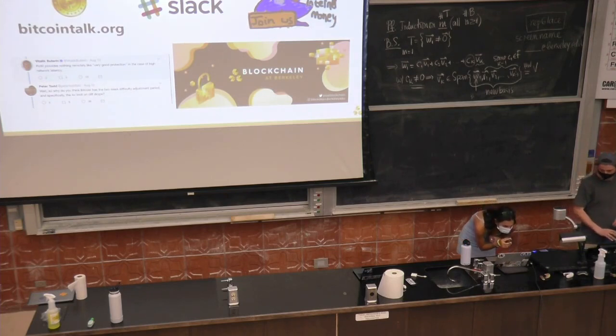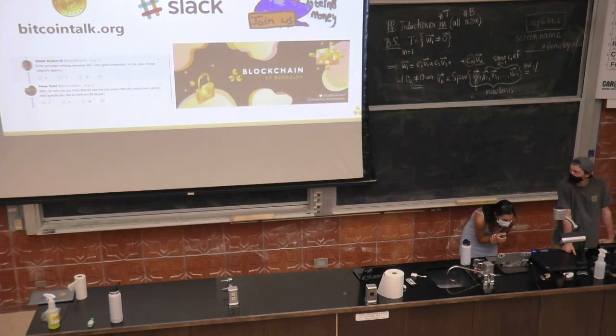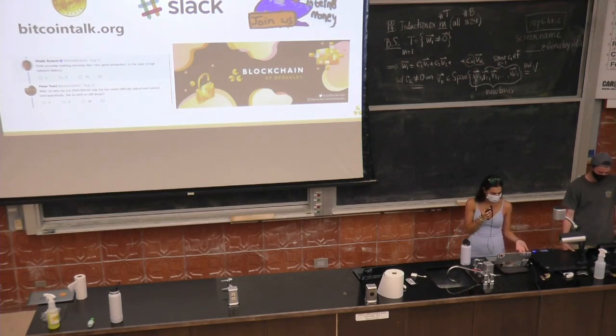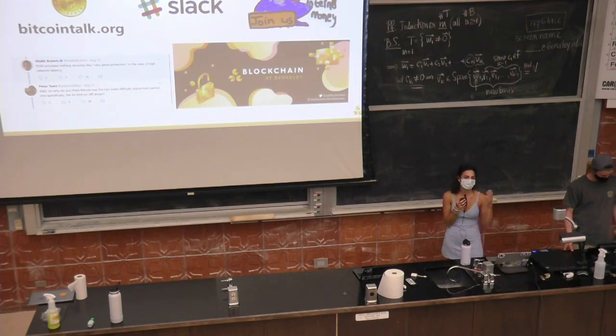This tweet says, proof of work provides nothing remotely like very good protection in the case of high network latency. Wait, so why do you think Bitcoin has a 2-week difficulty adjustment period? I thought this would be a funny tweet. It's just explaining how you can go on Twitter for a lot of your questions, and someone has probably already asked your question, or someone will answer it. Blockchain at Berkeley is an example of a community of people who have similar questions to you, who can answer your questions.